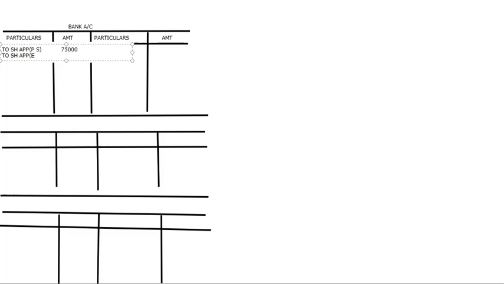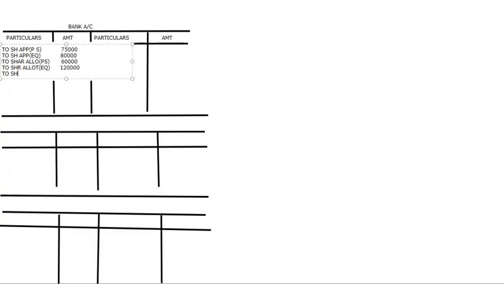Next, to share application, this is of equity share. So how much was the equity amount? It was I think 80,000. Yes, 80,000. Then to share allotment, that is of preference shares, 20 into that is 60,000. Whereas to share allotment of equity, it is 1,20,000.